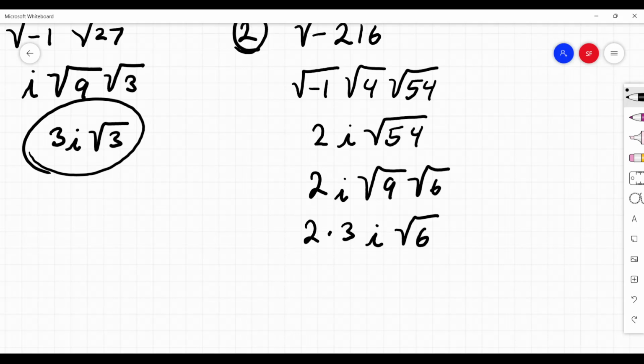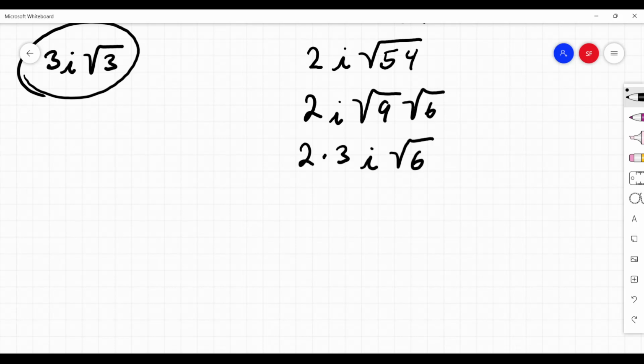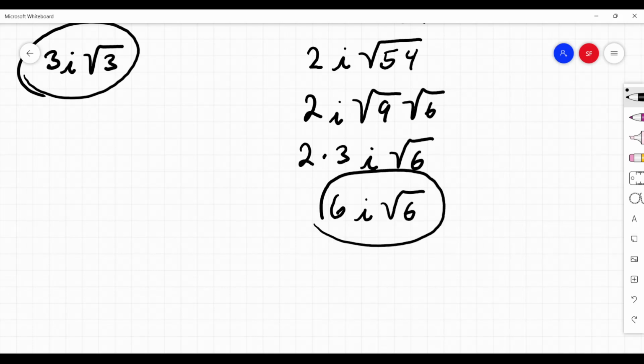It's a pattern. It doesn't matter which one goes first. Could be 3 times 2. What's 2 times 3? Same thing as 3 times 2. True. What's 2 times 3? 6. So our final answer is 6i times the square root of 6. Did you see that? The other one was 3 and a 3. This one's 6 and a 6. I didn't make these ones up.